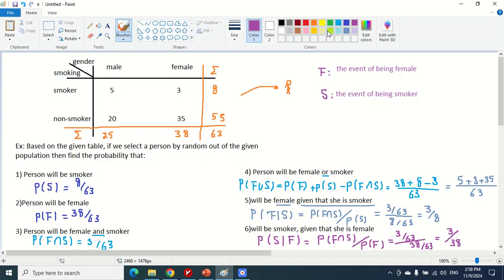If you take a look at the table, it's given that the person is female, which means we already know that the person was selected from this part of the table. We know that the person is female, so it's selected out of this 38, and being a smoker over there is 3 over 38.